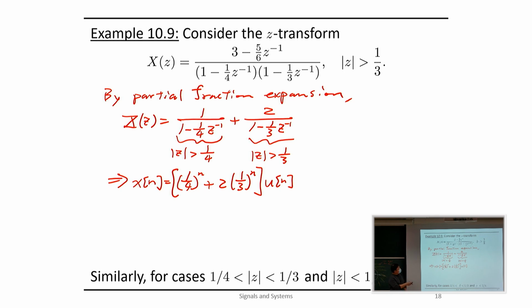Obviously, if you choose a different ROC, then this time domain signal would be different. The two other cases are z in the ring between the two poles, or the interior of the innermost pole. For the interior case, x of n is a left-sided signal, and for the ring, it is a two-sided signal. So this corresponds to a two-sided signal, and this corresponds to left-sided.